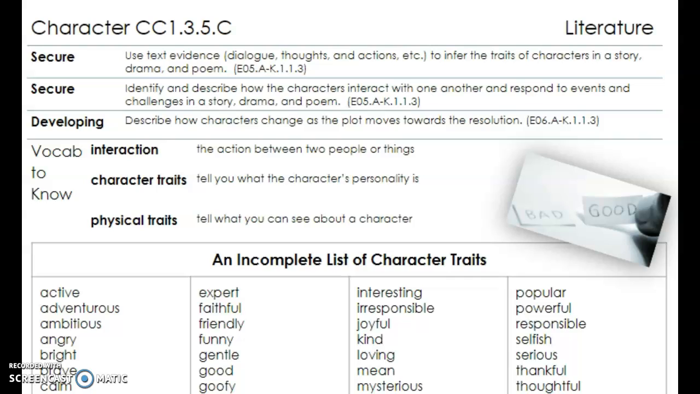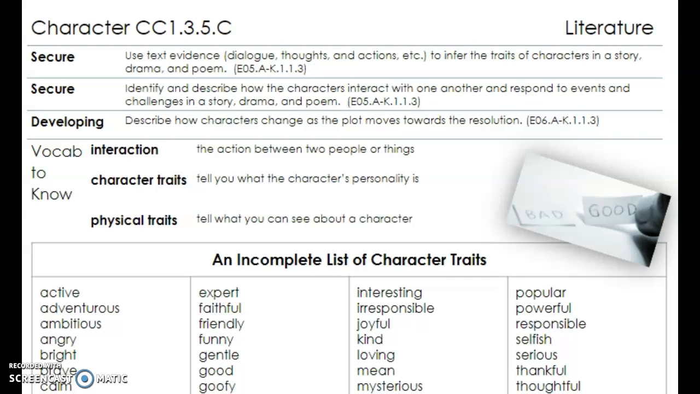Today we're going to look at characters and character traits on page 15 in the Grab and Go. For characters, we have 2 secure skills and 1 developing skill. The 2 5th grade secure skills, meaning this is what will be tested on. We have use text evidence, things like dialogue, what they're saying, thoughts, what they're thinking but don't say, and actions, what they're actually doing, to infer character traits of characters, same thing, in a story, drama, and poem.